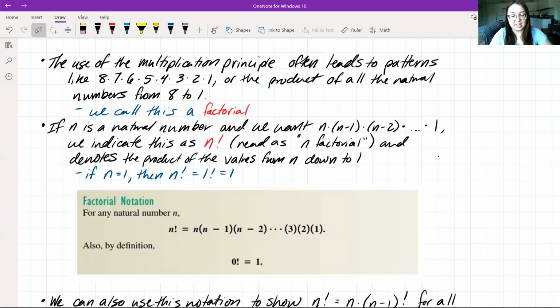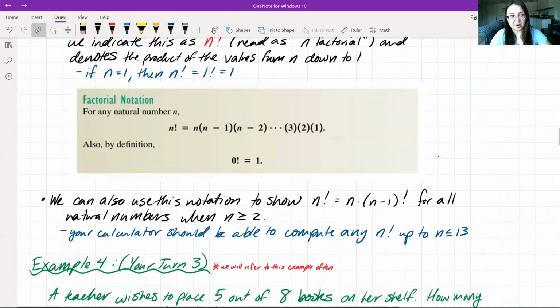Also, just a side note that we see, if n is equal to 1, then 1 factorial is just going to be equal to 1, because that's one option if you only have 1. So we see our official definition for a factorial notation. For any natural number n, n factorial is equal to n times n minus 1 times n minus 2, and we just keep going until we get down to 3 times 2 times 1. Also, by definition, 0 factorial is 1.